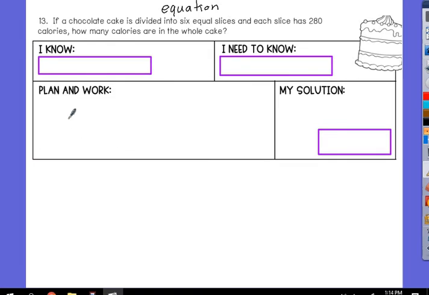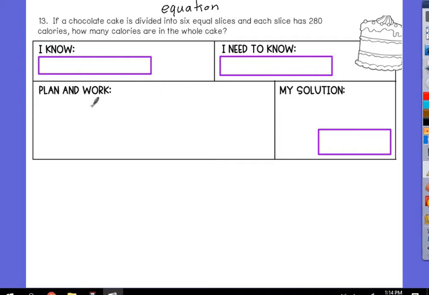So there's 3 blanks on your homework. It says variable, equation, solution. So I'm going to solve these problems using these 3 blanks so you would know how it would work. It reads, if a chocolate cake is divided into 6 equal slices and each slice has 280 calories, how many calories are in the whole cake?